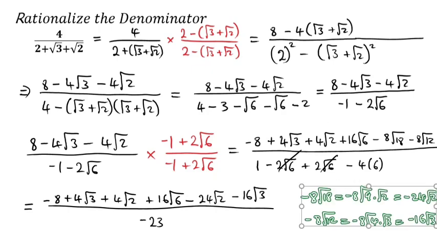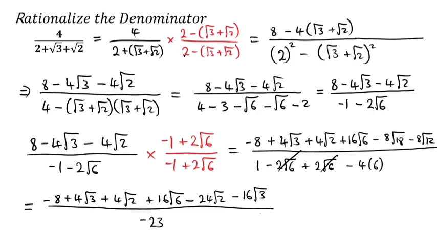Okay, so in our final answer, it's just a matter of grouping like terms. So we have the 8 on its own, so negative 8. What else? We have the root 2, we have the 4 and the 24, that gives us negative 20 root 2. We have the root 3, the 4 and the 16, so that gives us negative 12 root 3. And lastly, we have 16 root 6, so plus 16 root 6. All this is over negative 23.